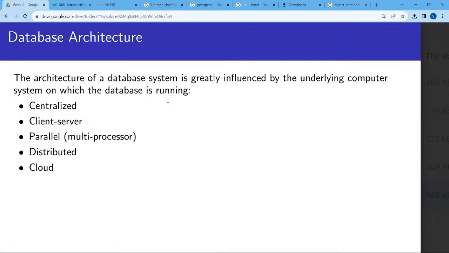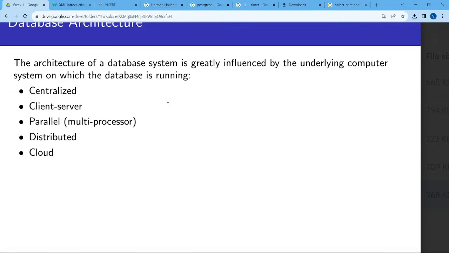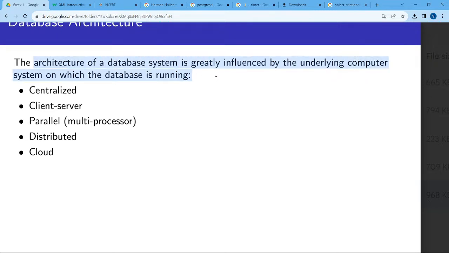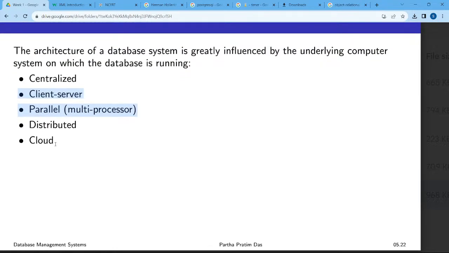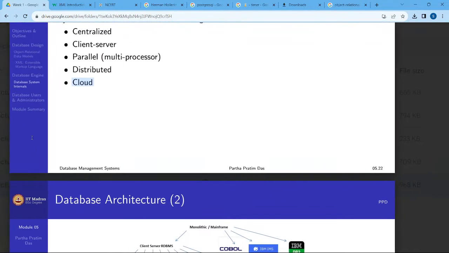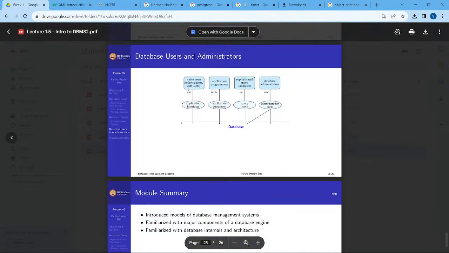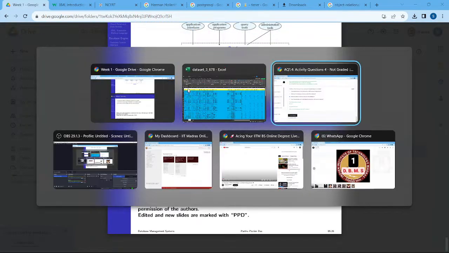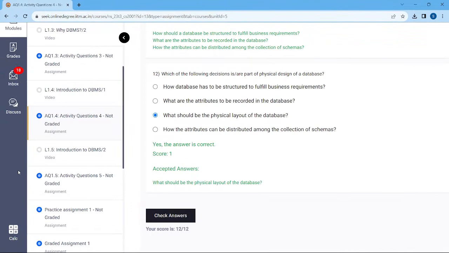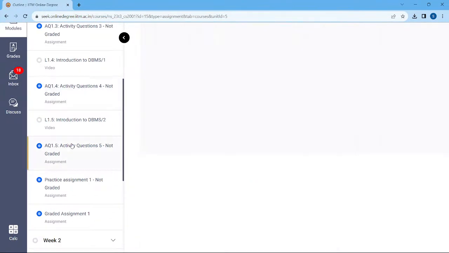Let's go here. Database architecture. The architecture of a database system is greatly influenced by the underlying computer system on which the database is running. Is it centralized? Is it client server? Is it parallel? Is it distributed? Is it cloud? I think most of us are aware of the cloud one: Amazon cloud, Apple cloud, all of the various cloud services that exist. Let's quickly move on to activity 1.5.